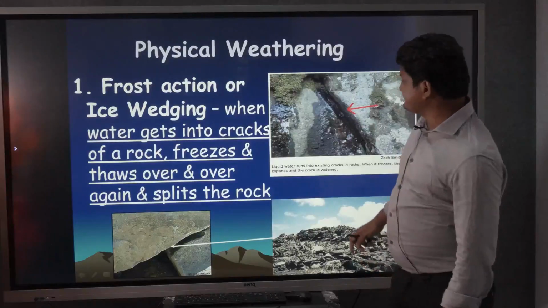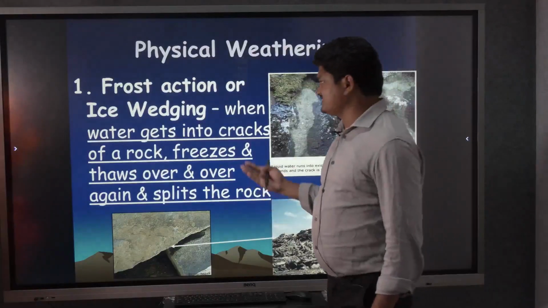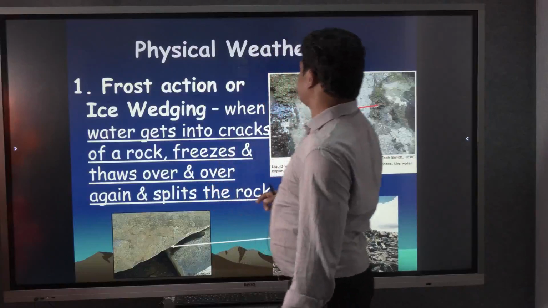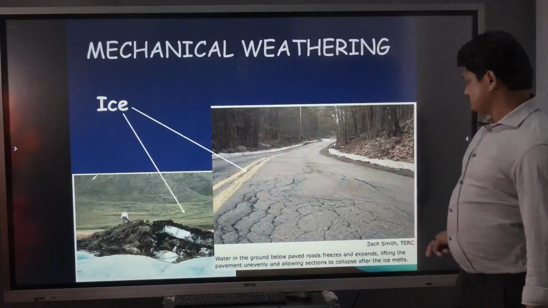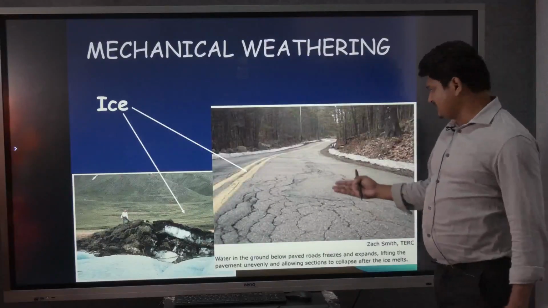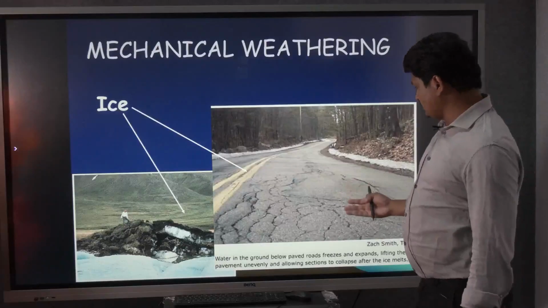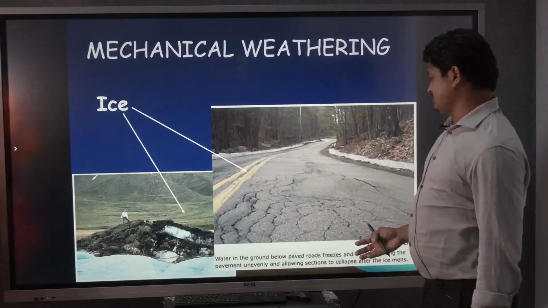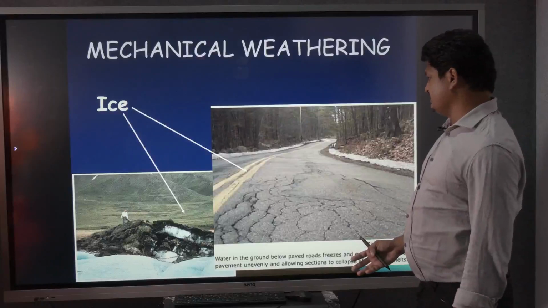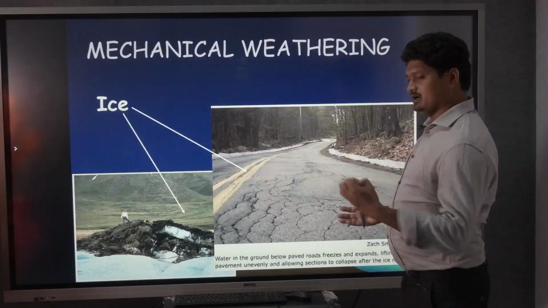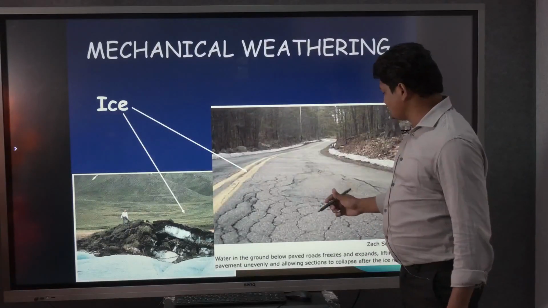volume of water. This process we call frost action. A similar example is seen when we construct a road: the water passing underground expands in volume, so definitely the roads will crack.